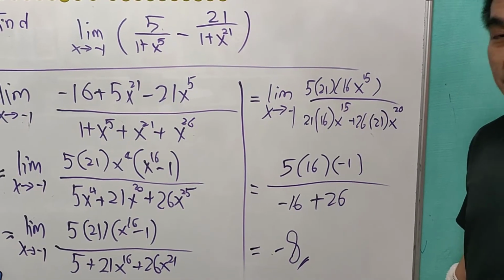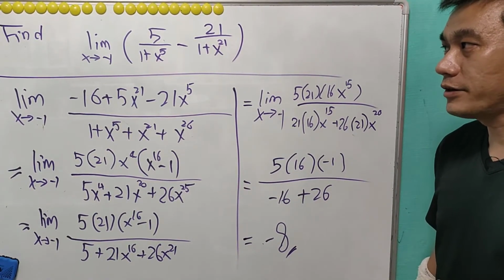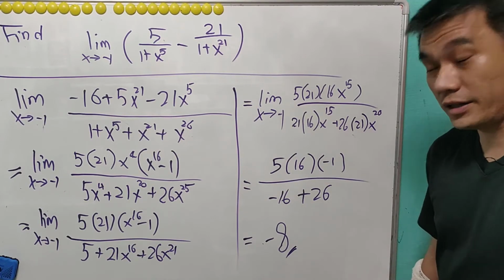Now for the second method, I'll assume that the limit exists, and we use a very interesting technique to get the answer directly.